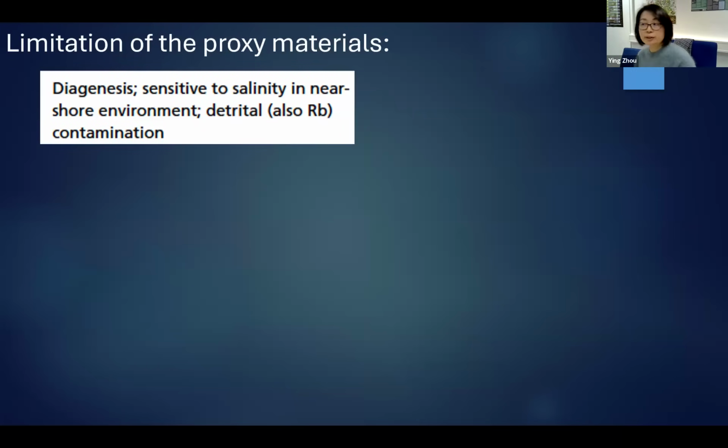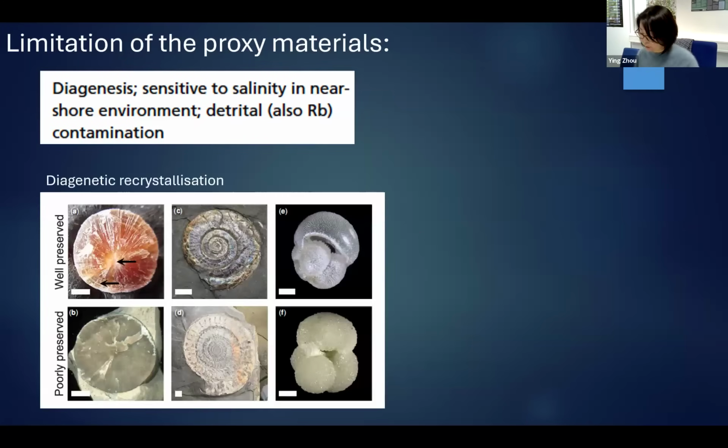Firstly, we need to look at the diagenesis. Also the strontium system is sensitive to salinity, and there could be detrital contamination, mostly from rubidium, the radiogenic one. So here are some examples of carbonate samples we're looking at. The first one is low magnesium calcite belemnite, and we can see it is well preserved, and also aragonite ammonite shells, and also low magnesium calcite from an NIFRA, and the poorly preserved samples. By comparison, we can see the difference.